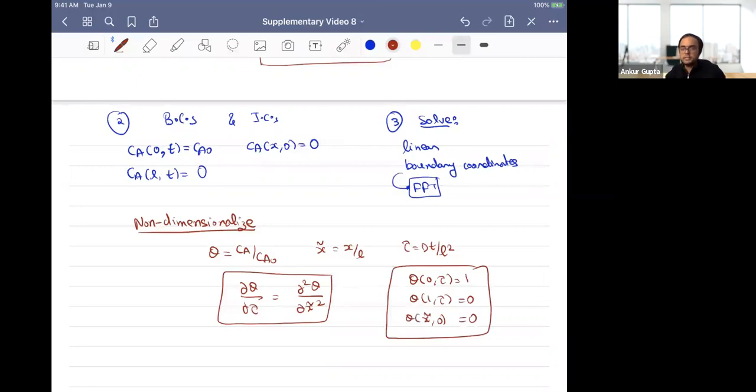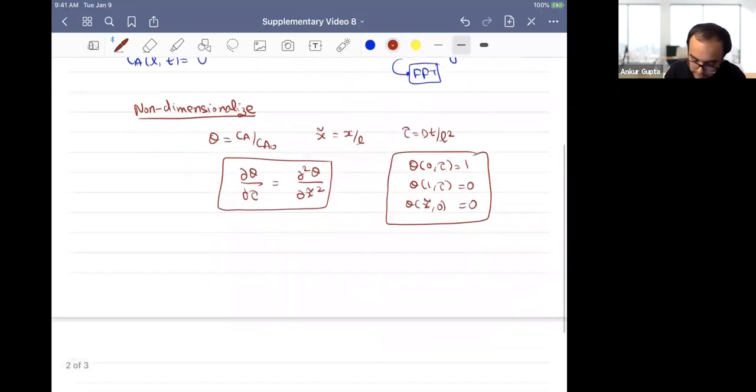Now we have the initial conditions of 1, 0 rather than C naught, 0, and the boundary conditions of 1, 0, and the initial condition obviously being 0 everywhere. Okay. So hopefully this makes sense. You can come to this conclusion yourself. All these equations, I hope, are easy to follow now.